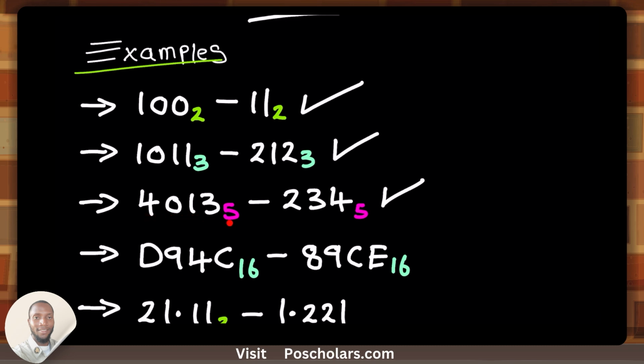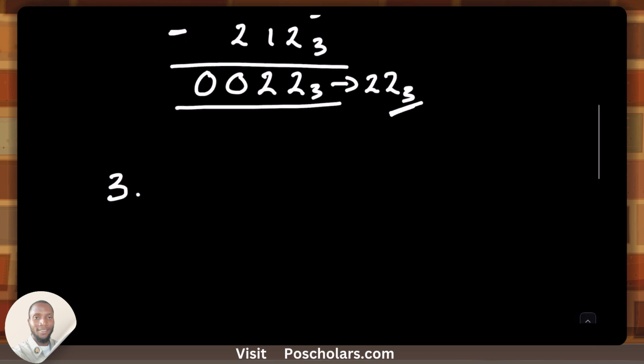4013 base 5 minus 234 base 5. So let's solve.